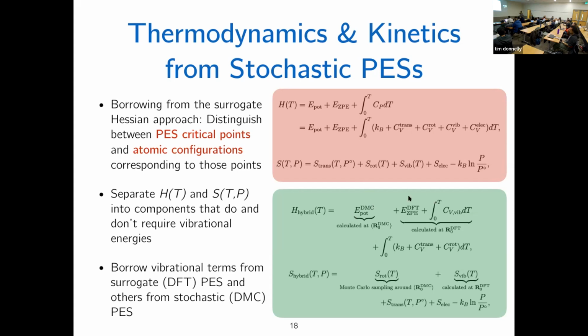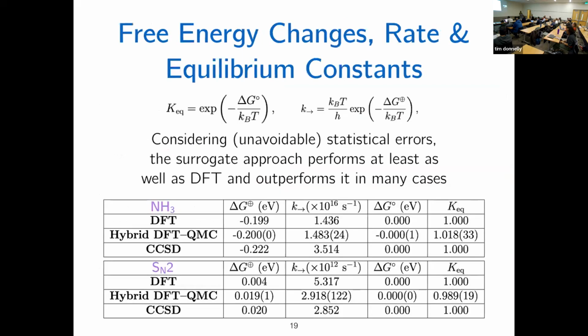For the entropy, it's a little more complicated because you have to know how the errors in the structural parameters propagate into the rotational entropy. So for that, we sample a number of structures around the stochastically determined DMC structural minimum, and then see how that affects the errors in the rotational entropy. And then for all the vibrational contributions, you just look around the DFT minimum or saddle point, and that's how you combine all of these contributions to get a hybrid DFT-QMC entropy and enthalpy. And again, we haven't decided how best to plot this, so I just have another table for you.